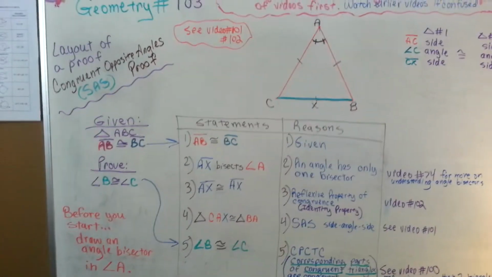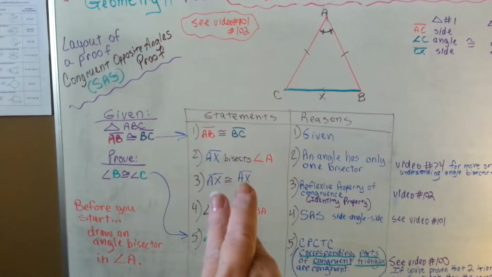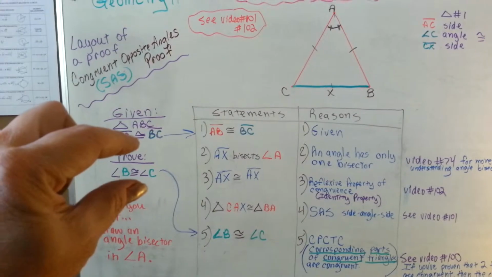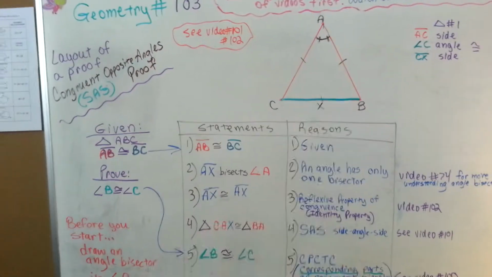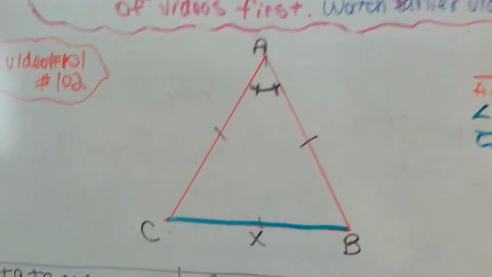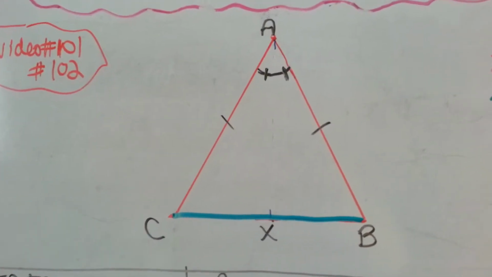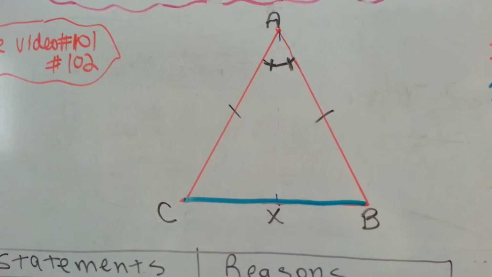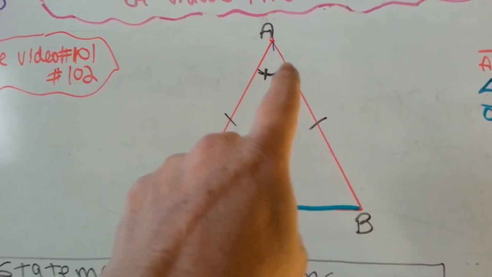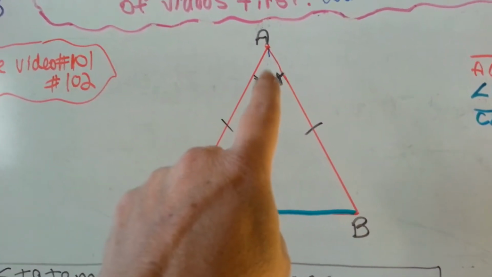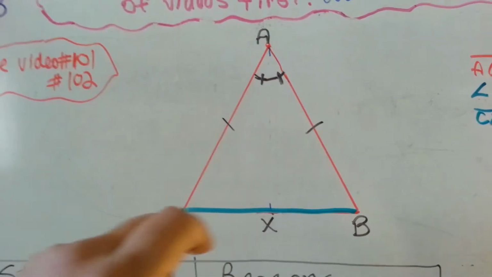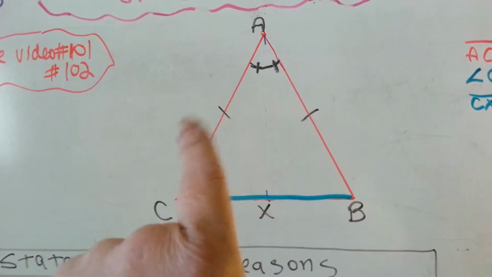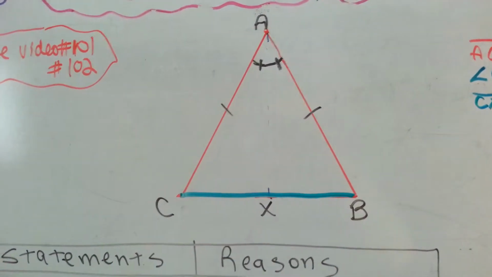We've got our drawing. We've got our proof table with our statements on the left and our reasons on the right. We've got our given, our evidence, and we've got the thing we're trying to prove. Let's take a look at our drawing. We've got this triangle, and I've purposely made this bottom line green so it stands out. This is triangle ABC. These two lines have slashes in them, which means they're congruent.